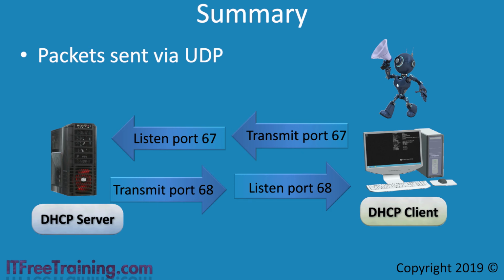Servers listen on port 67, clients listen on port 68. Since the client does not have an IP address, it will use broadcasts to communicate. The server will respond with a unicast message. The client can request a broadcast for a response, but ultimately it is up to the server to decide which one will be used.